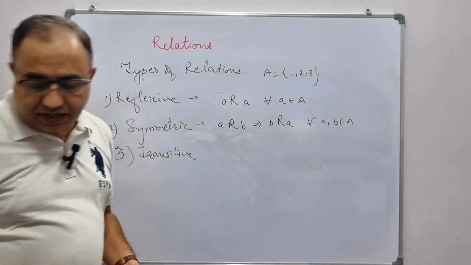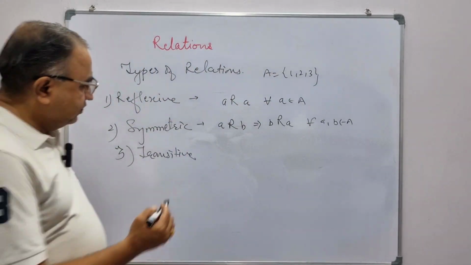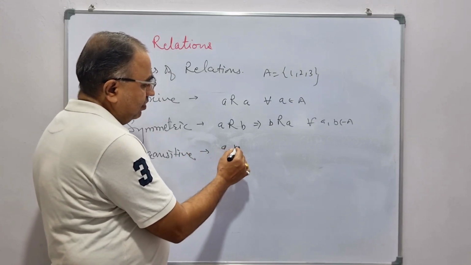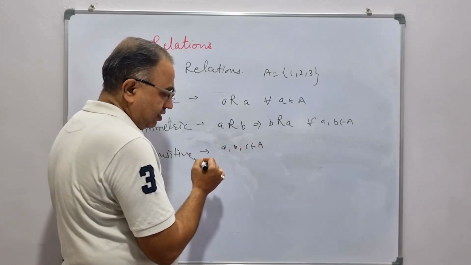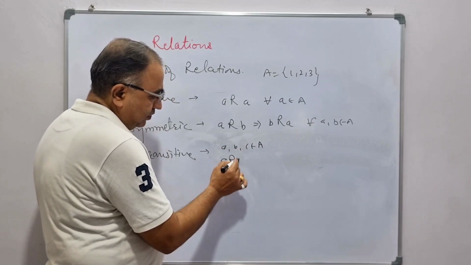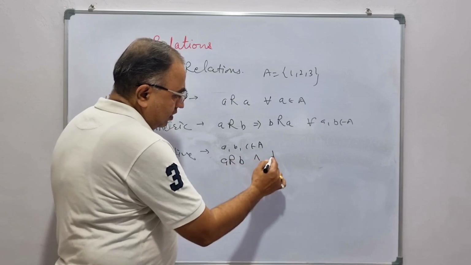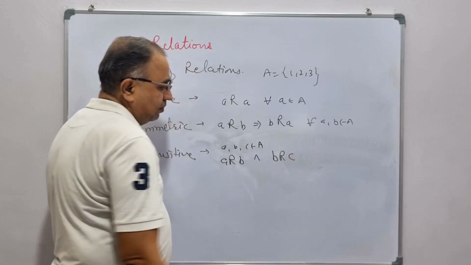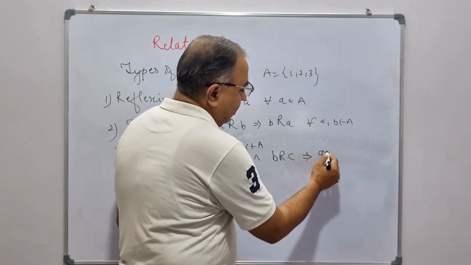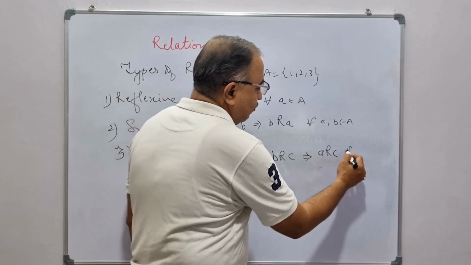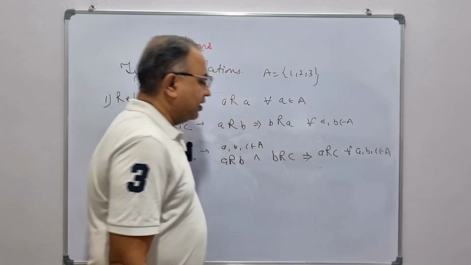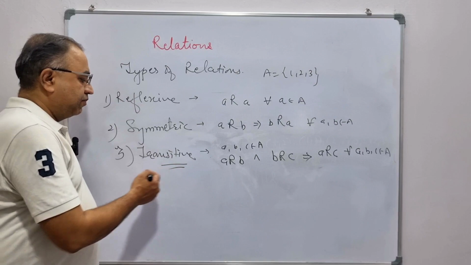Now the next comes transitive. For a transitive relation, we talk about three different elements A, B and C which belongs to set A, so that A is related to B and B is related to C. If this together implies that A is related to C, and if it's true for all such A, B, C which belongs to set A, then we say that relation R is transitive.